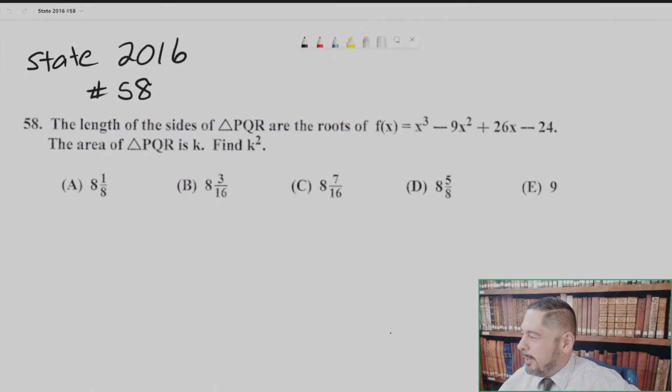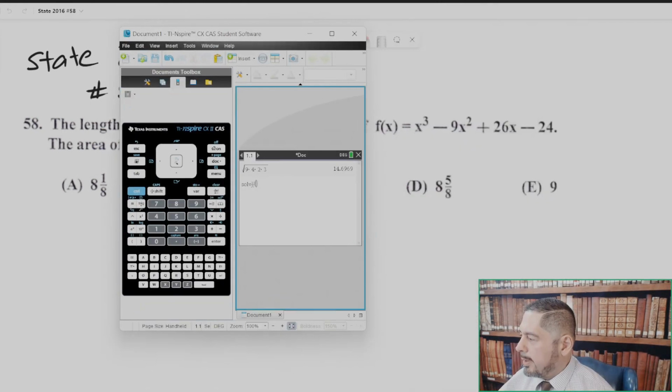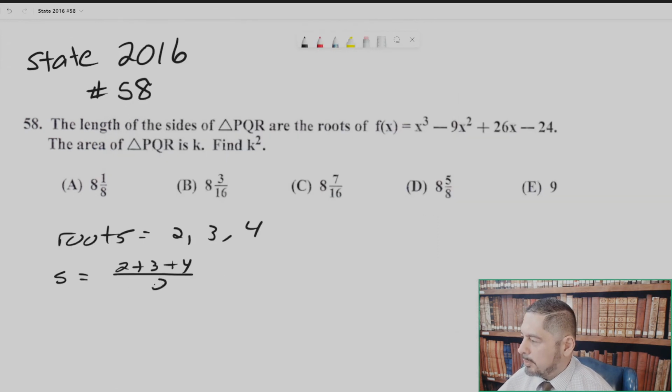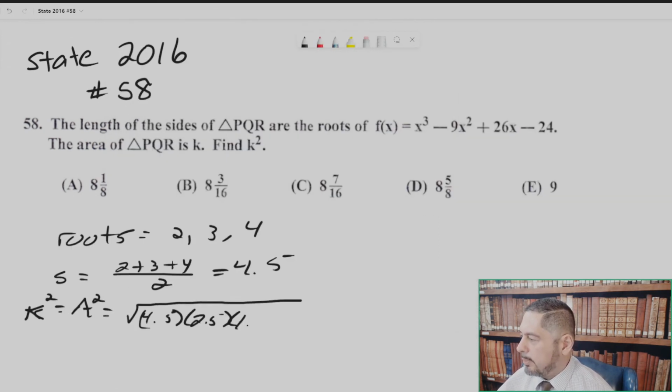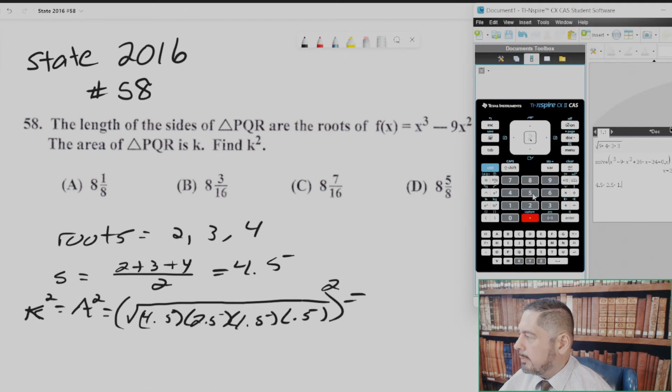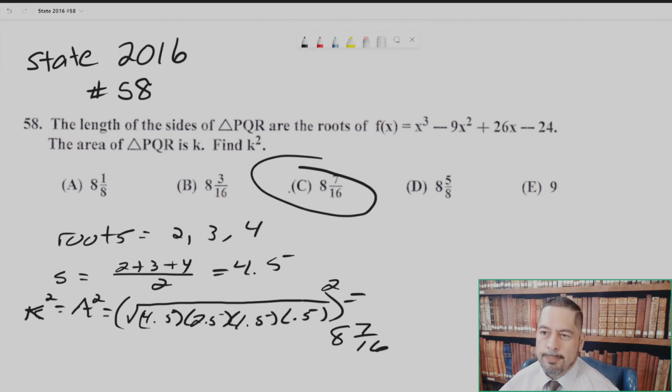All right. So first things first, I've got to get the roots. And there you go. I hope you enjoyed that treatment, 8 7/16. Remember, they wanted K squared. This is an application. 8 7/16 is your answer. That's our treatment of Heron's formula.